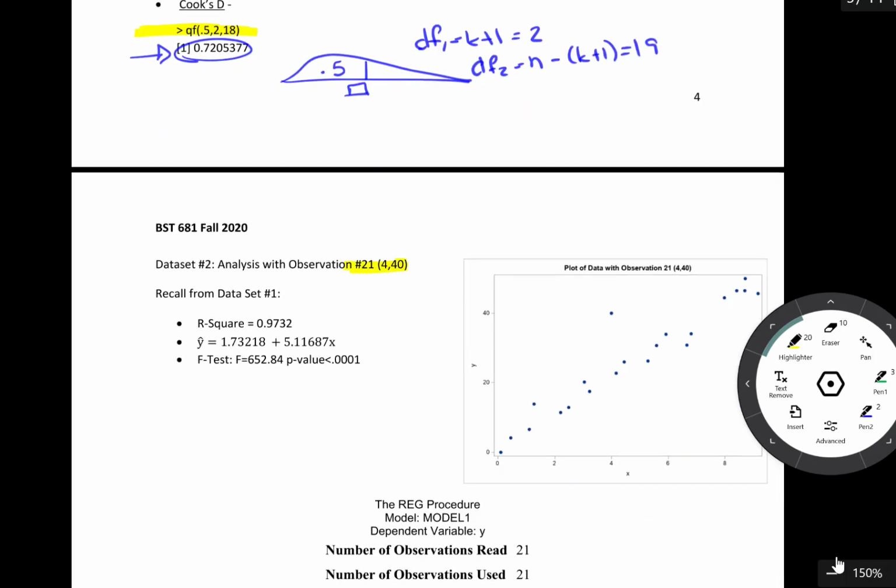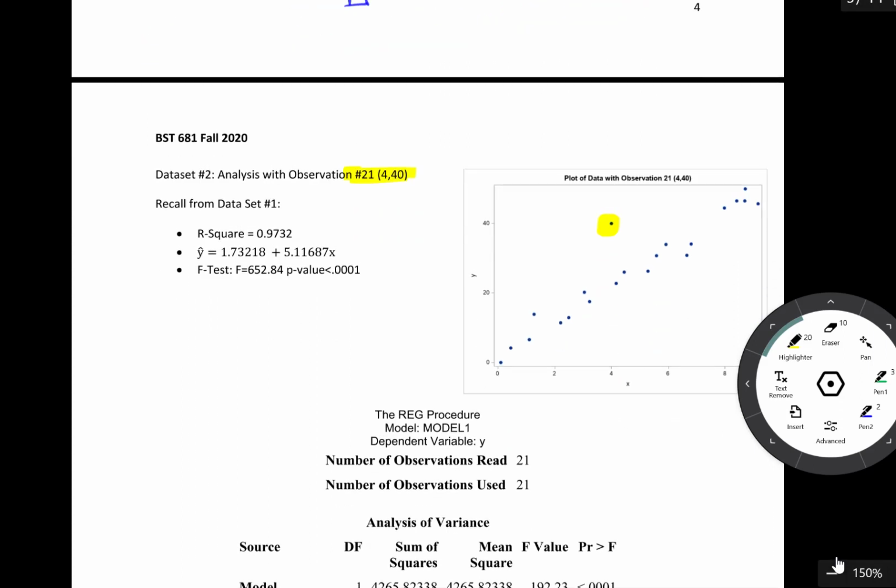Alright, looking at data set 2. For data set 2, we're adding in this new data point, and here's where the data point is on the scatter plot. Notice that this point looks unusual compared to the rest of the data points. We're first going to try to figure out: is this an outlier? Does it have high leverage? And then is it influential? To determine the influential part, we are going to need some output from data set 1. These are those values that we had highlighted earlier.